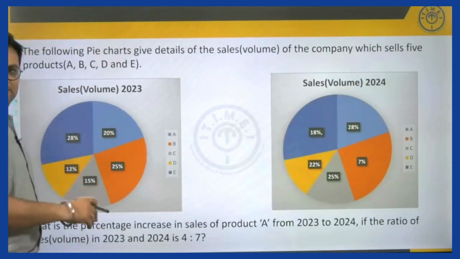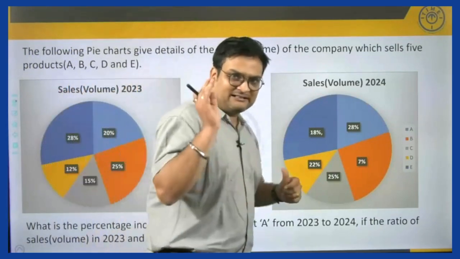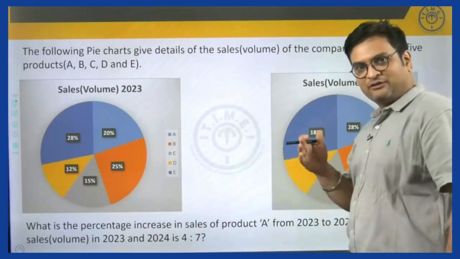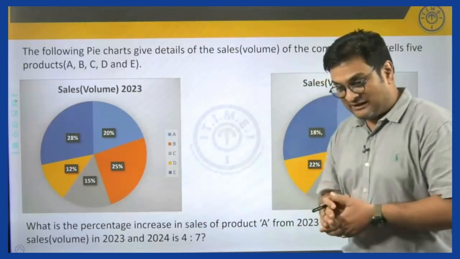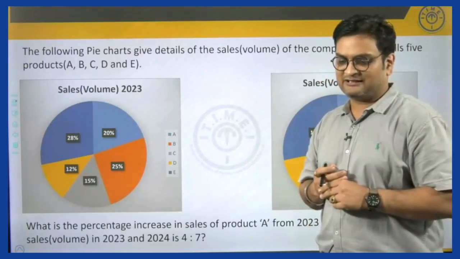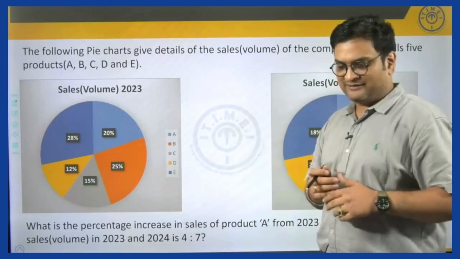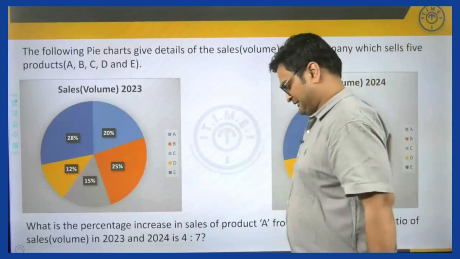Okay, so next one. So it's more like a DI set, but we are trying to learn the percentage application of it. So look at the DI. Please look at it once. Right. So it says the following pie charts give details of the sales volume of the company which sells 5 products A, B, C, D, E. So we are given with sales volume in the year 23 and also in 24. The breakup is given, right.